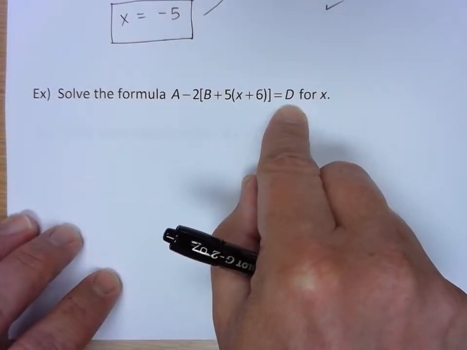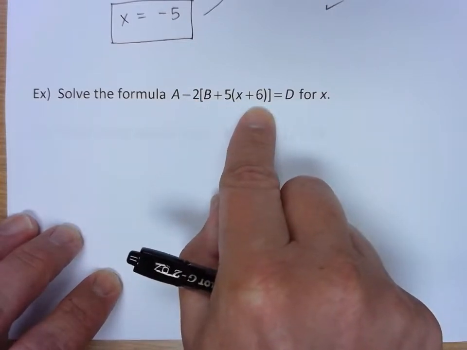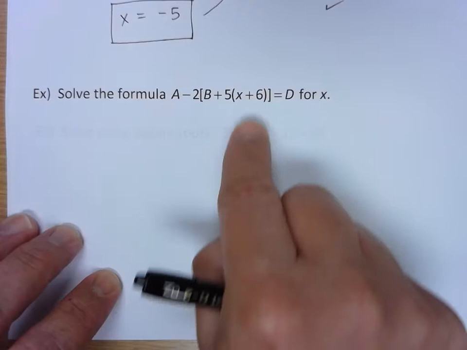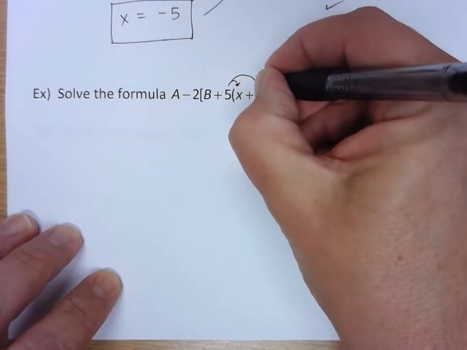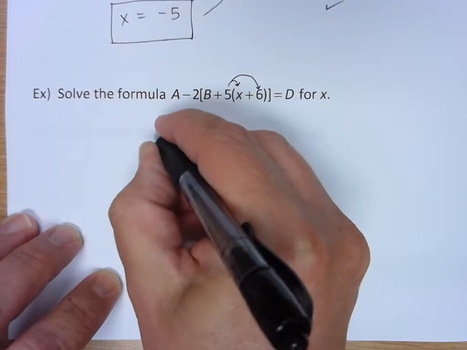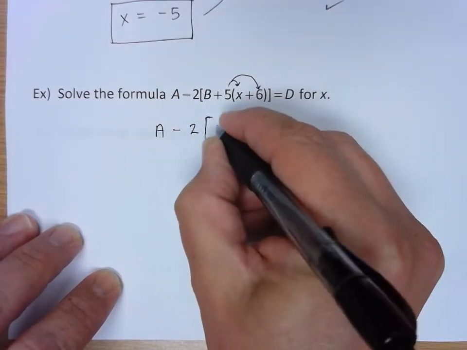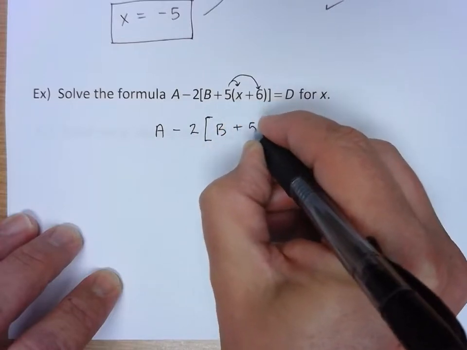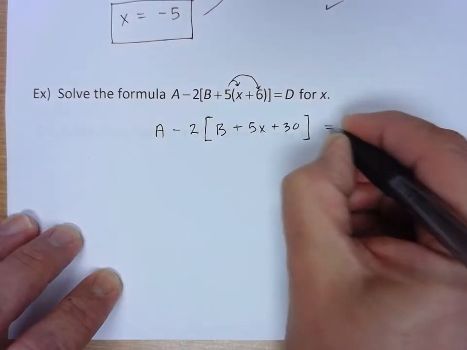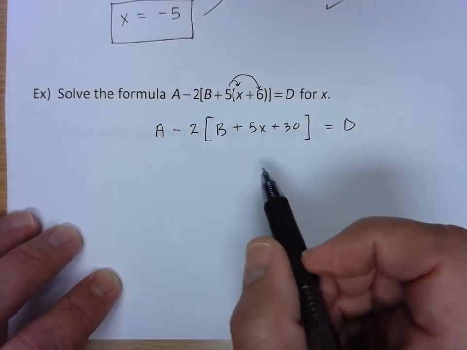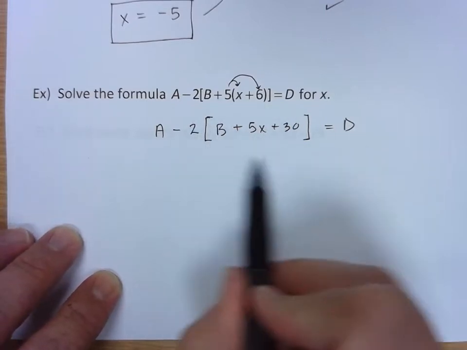So what you want to do is try to simplify the equation before you actually go through the solving process. See, there's some nested parentheses here, and you could probably eliminate those by using the distributive property. So maybe go with the innermost set, and there's a 5 that you can distribute here to transform the equation into a minus 2 times bracket b plus 5x plus 30, and then equals d.